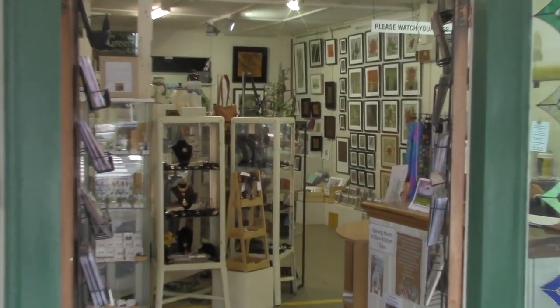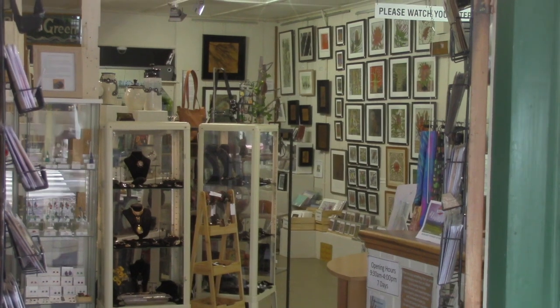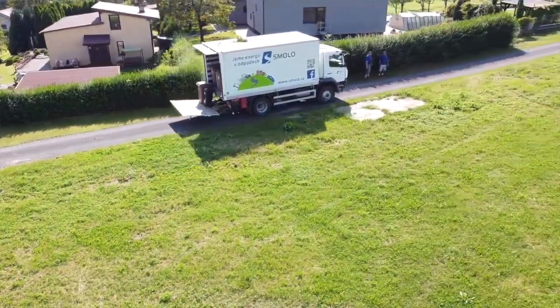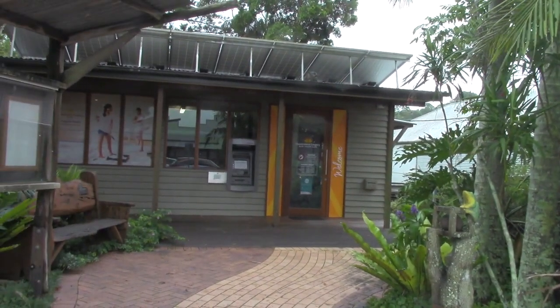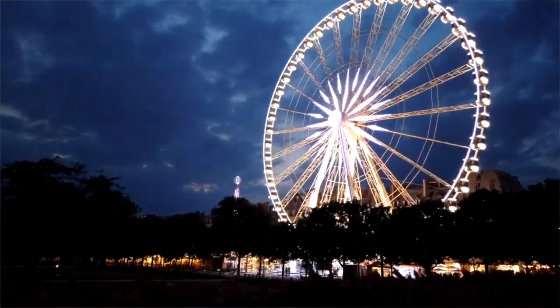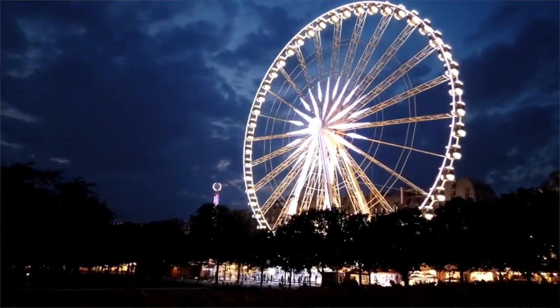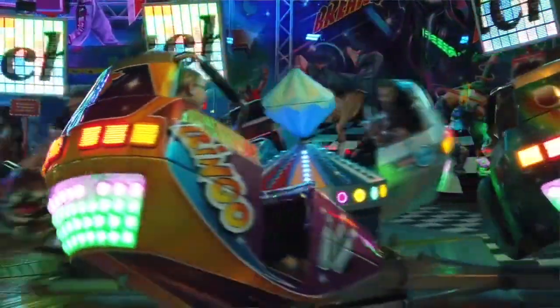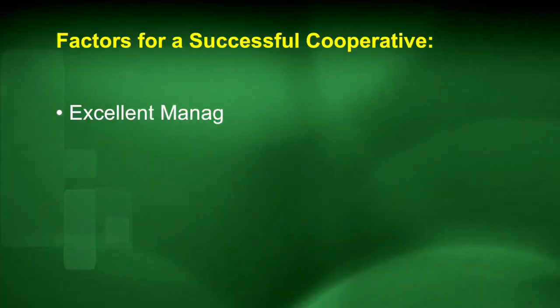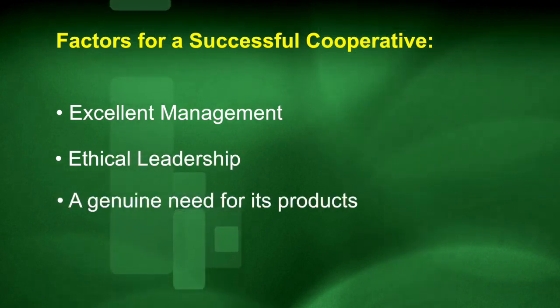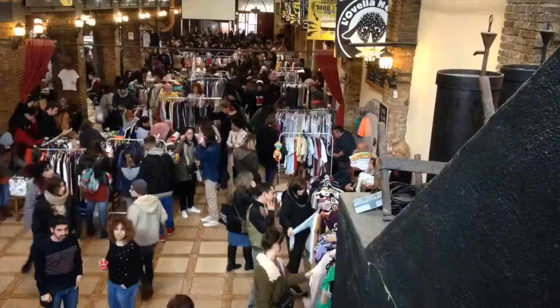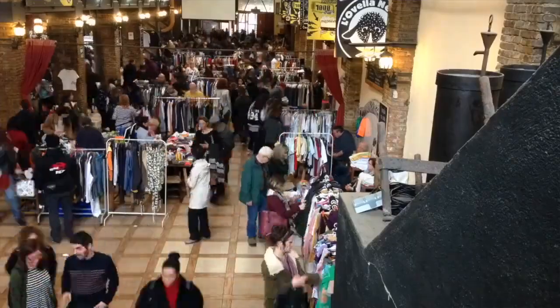The cooperative sector produces all types of goods, essential, semi-essential and non-essential, and provides all types of services. In contrast, the private sector is restricted to producing non-essential goods and providing non-essential services. Successful cooperatives depend on several factors, including excellent management, ethical leadership, and a genuine need in the community for the business provided. Many benefits stem from cooperative enterprises.